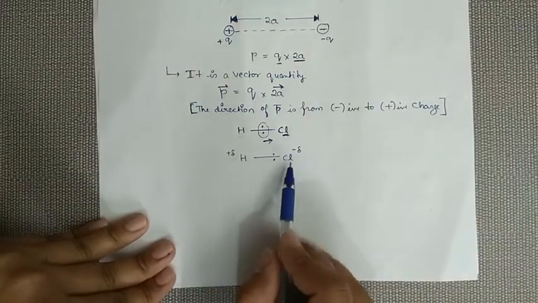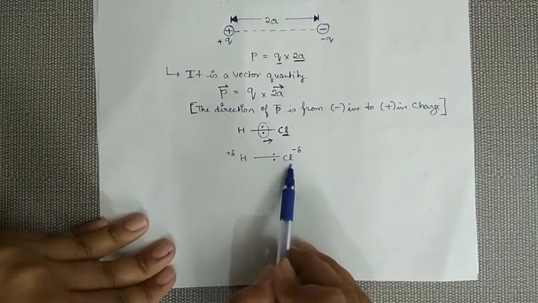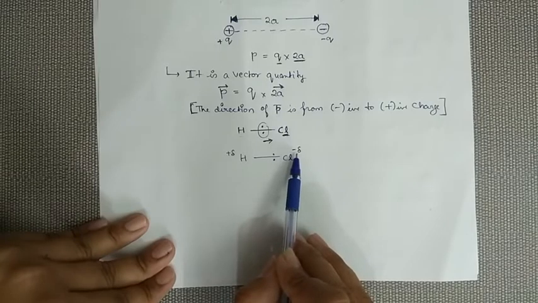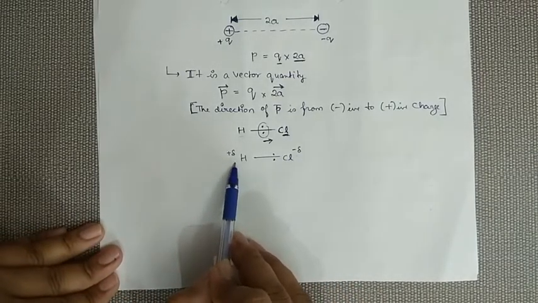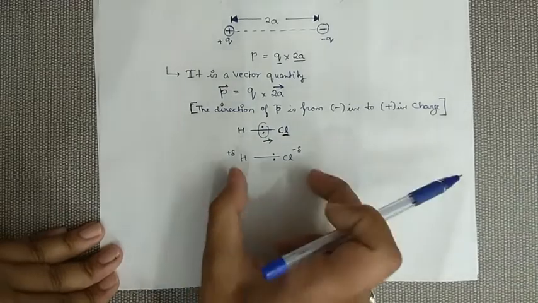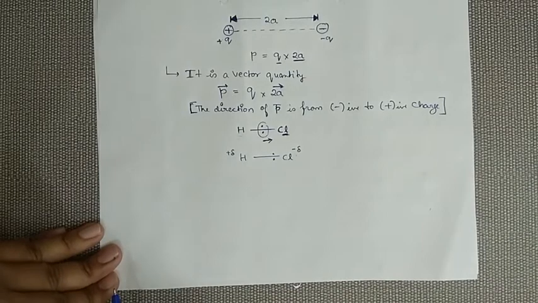How is a dipole created? By the sharing of electrons, and this electron pair is shifted towards the chlorine, resulting in the chlorine getting a minus delta charge. An equal amount of positive charge is obtained by the hydrogen. So the two charges, equal in magnitude and separated by a small distance, become an electric dipole.